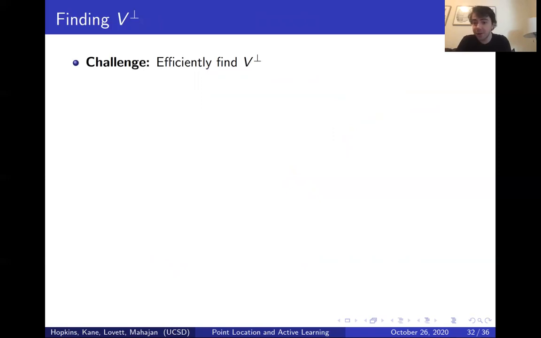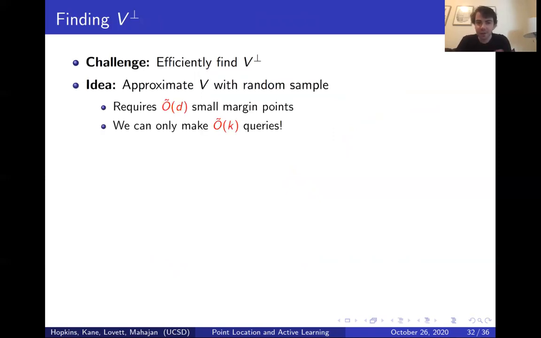Remember, in each round, we're only allowed to use about k queries. Okay, we certainly can't query every point and find its margin, but we could approximate V with a small random sample.